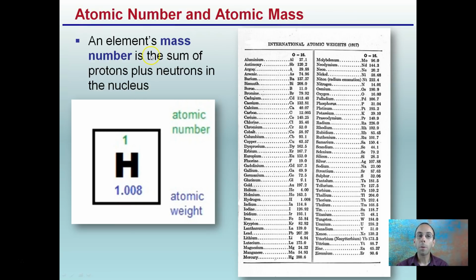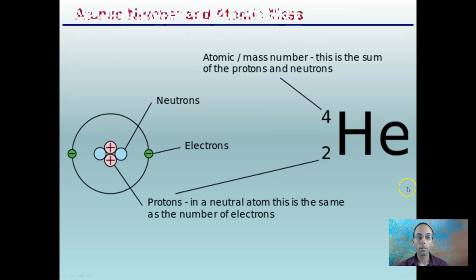The element's atomic mass number is the sum of protons plus neutrons in the nucleus. So referring to atomic weight, we're adding up the protons and the neutrons since they account for the vast majority of the mass of the atom. Now it's an average atomic weight, which I'll talk about in other lectures. That's why you get into these decimal points, and international atomic weights here for all the elements. You can find those easily on the periodic table of elements. So the atomic number and the atomic mass.